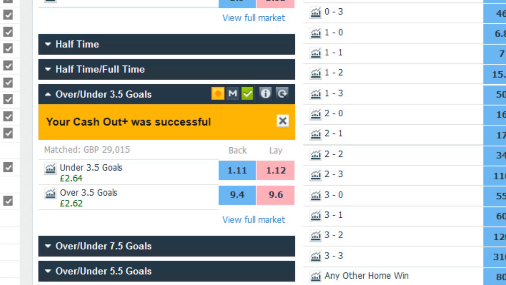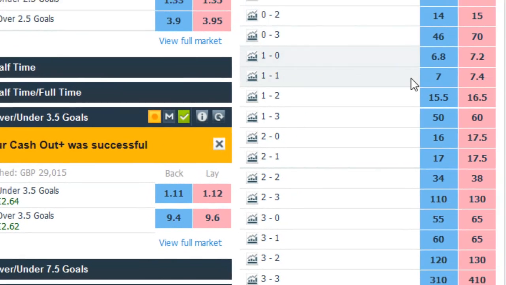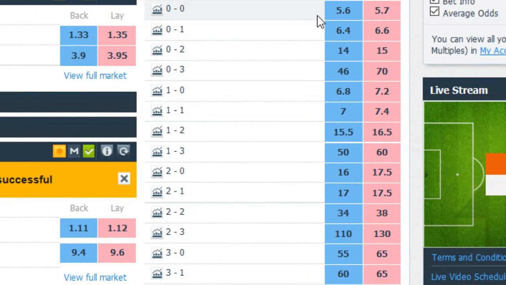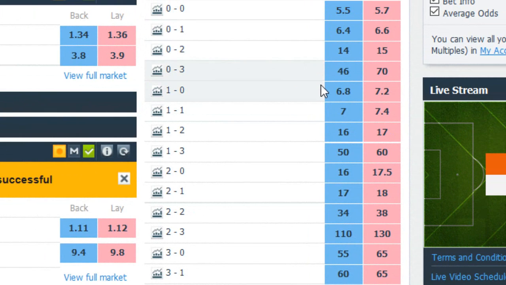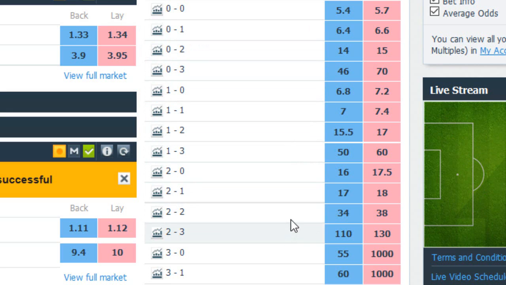You'll notice on the correct score market that the people who are backing 0-0 are expecting that to be the most likely score. We've got now the odds are down at 5.5. The next likely score is 0-1 or 1-0, and then 1-1. Once again, if you check the 2-2, that score's odds have gone up to 34. I think they were 25 when I last mentioned it. I can't remember. 1-3 is now odds of 50. 3-1 is now odds of 60. Those have definitely gone up.